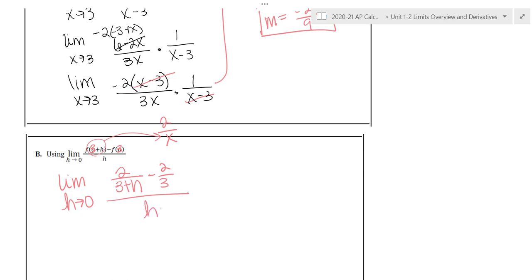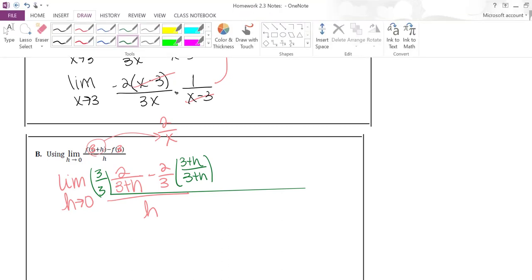Same thing that we did before, we need a common denominator. So I'm going to be multiplying this first term by 3 over 3, and the second term by 3 plus h over 3 plus h. I'm going to ignore that denominator of h here for a second, and let's just get that written out.